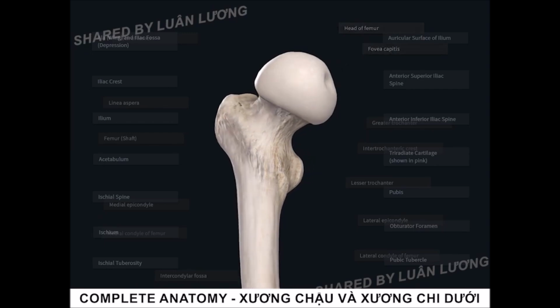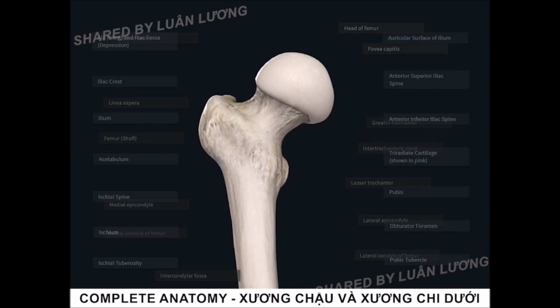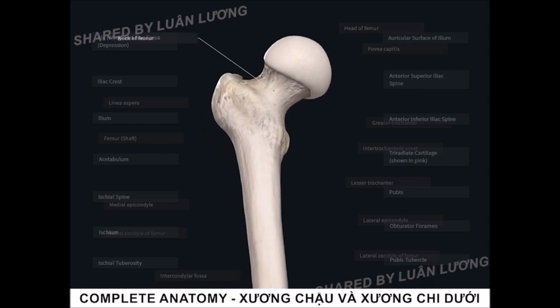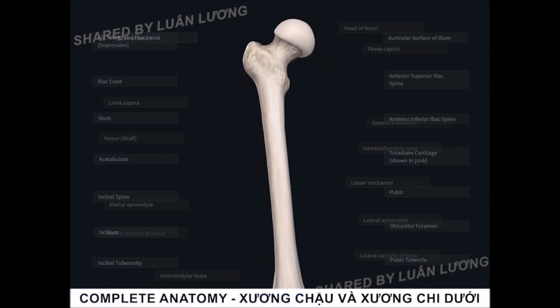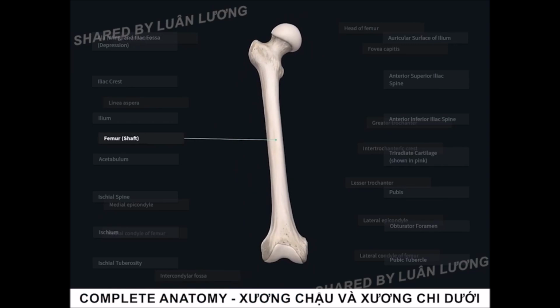Now, moving away from the head, if we came inferolaterally, what we're going to find is the next structure is the neck of the femur. The neck is going to be designed in such a way that it can help distribute the weight from the head of the femur and the body supported by that part of this bone down into the shaft or the central portion of this bone.